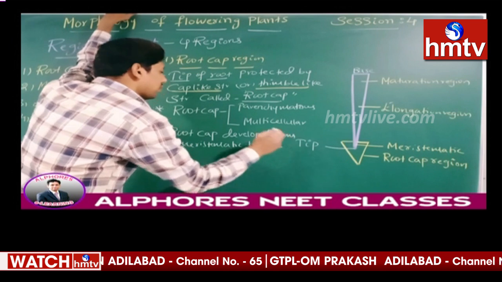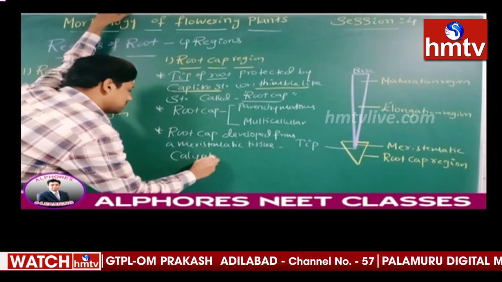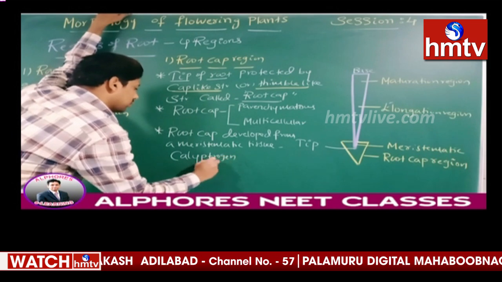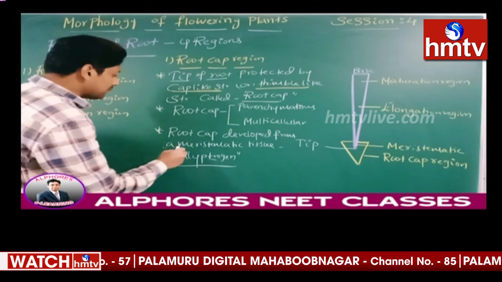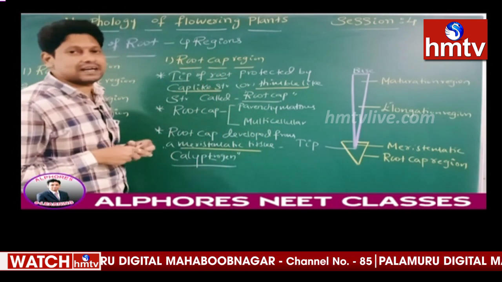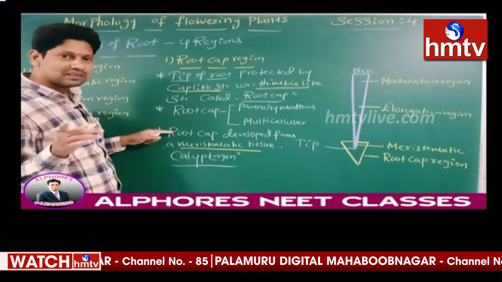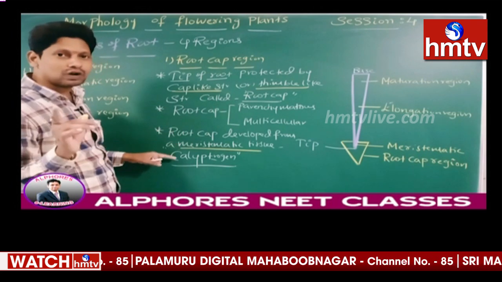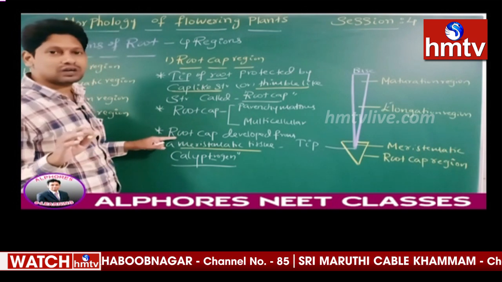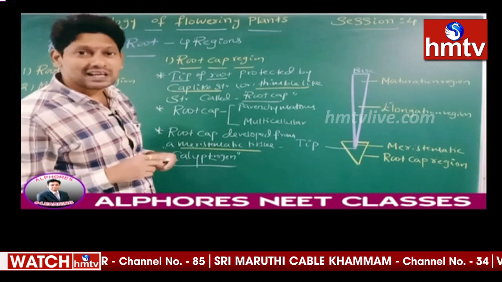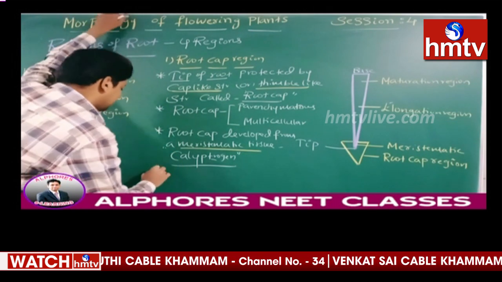What is that meristematic tissue called, sir? Calyptrogen. Sir, calyptrogen is which tissue? Meristematic tissue. Now listen to the statement carefully. Sir, the root cap is developed from a meristematic tissue called calyptrogen. Yes or no? So, the root cap is also called calyptra. What is another name of the root cap? Calyptra, right?